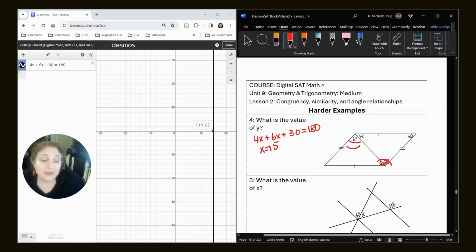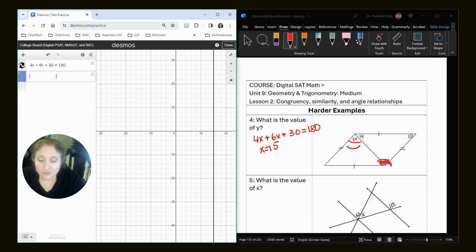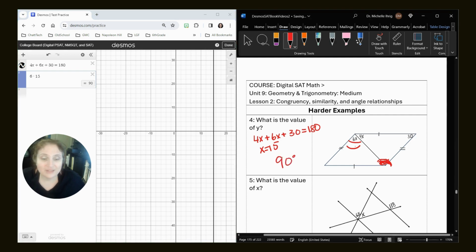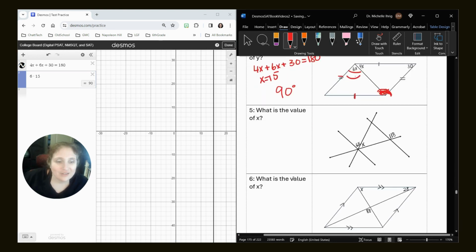Well, now that we know that x equals 15, remember these two measures are exactly the same. So because they're exactly the same, we just need to do 6 times 15 and get our answer that is allegedly a 90-degree angle. Clearly, I didn't draw it to scale, but you got the idea. All right, next, go to the next one.